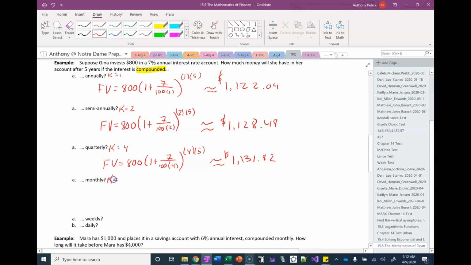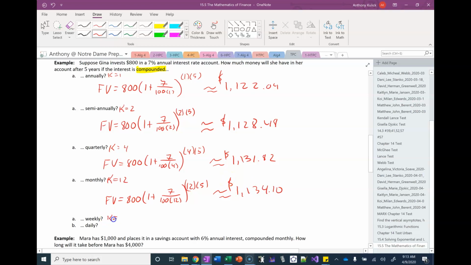Monthly, well, there's 12 months in the year. So again, everything else is staying the same. I'm just changing my value for K. Do that, I get $1,134.10.